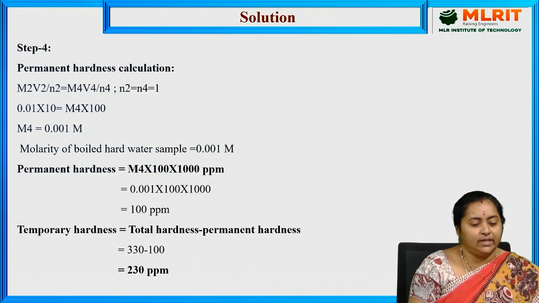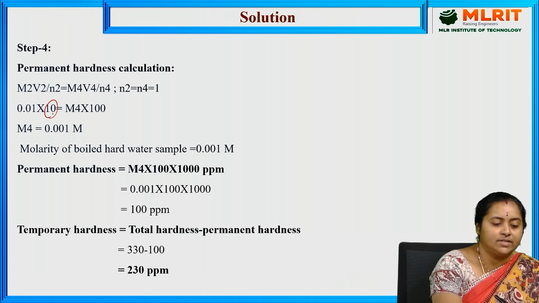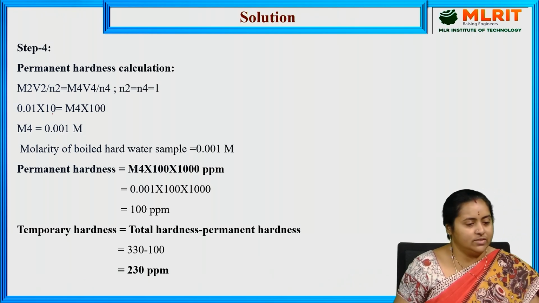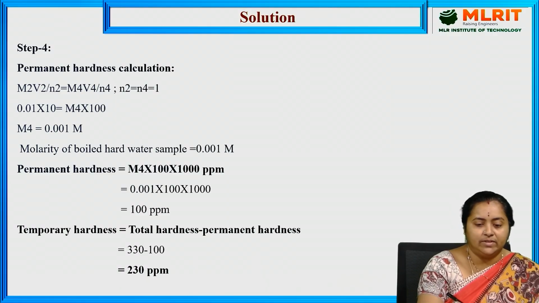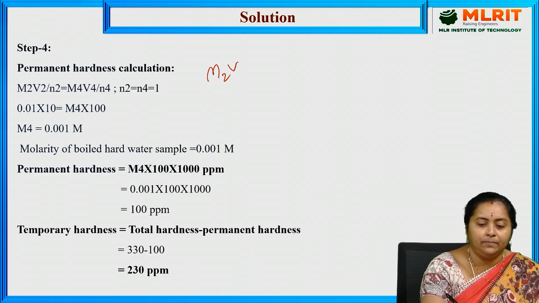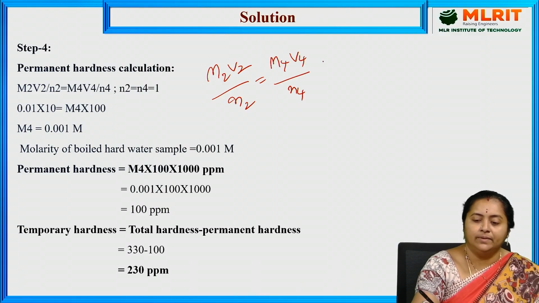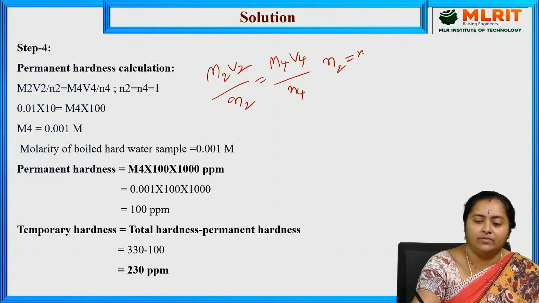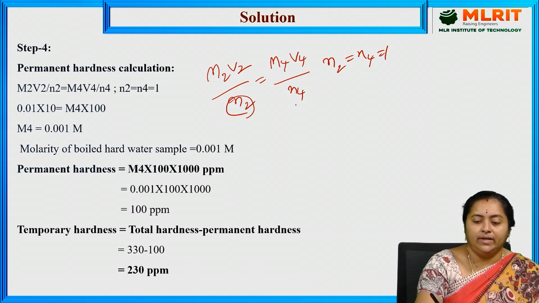In this case, how much EDTA is consumed by that boiled and filtered hot water? It is equal to 10. So using this data given in the problem, now we are going to calculate step 4, that is permanent hardness. For this, the same formula M2V2 by N2 is equal to M4V4 by N4, as this is step 4. And we know that the number of moles is always equal to 1 for this reaction.